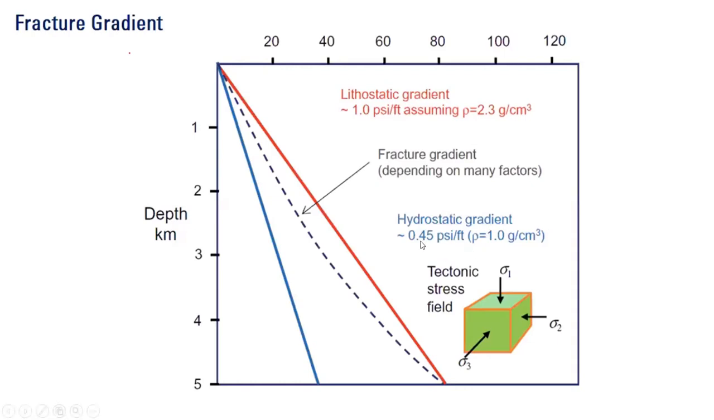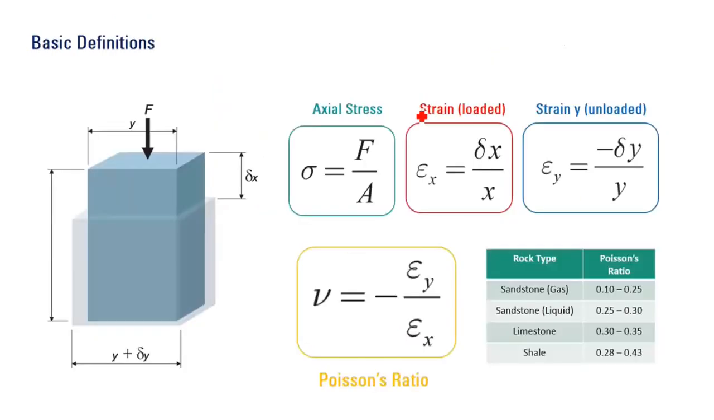So normally we can see the approximate values of the various gradients. Lithostatic gradient is approximately 1 psi per foot, which means that for every 1 foot, we have an increase in pressure of 1 psi. That's what it simply means. And then for the hydrostatic pressure, for every 1 foot, we have an increase in pressure of 0.45 psi. I hope you are with me.